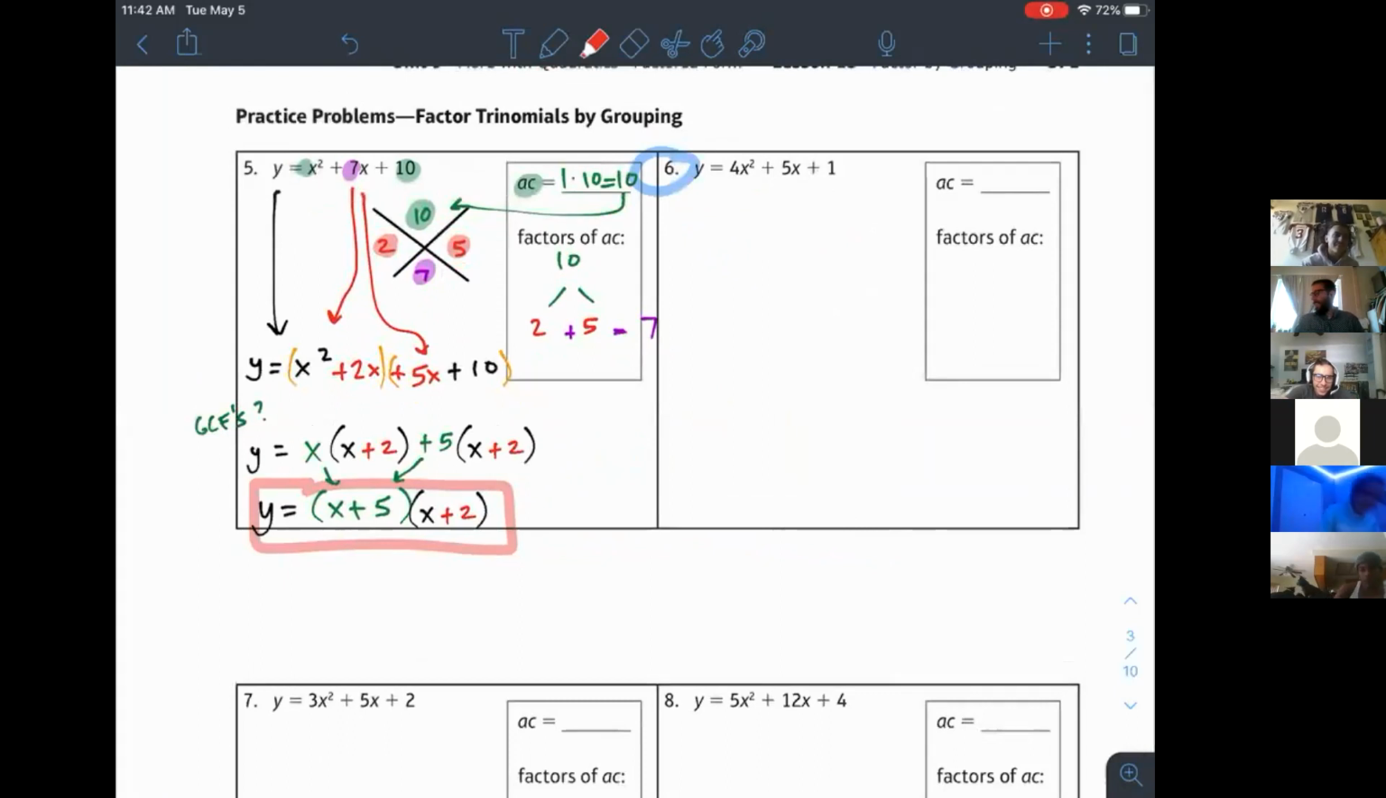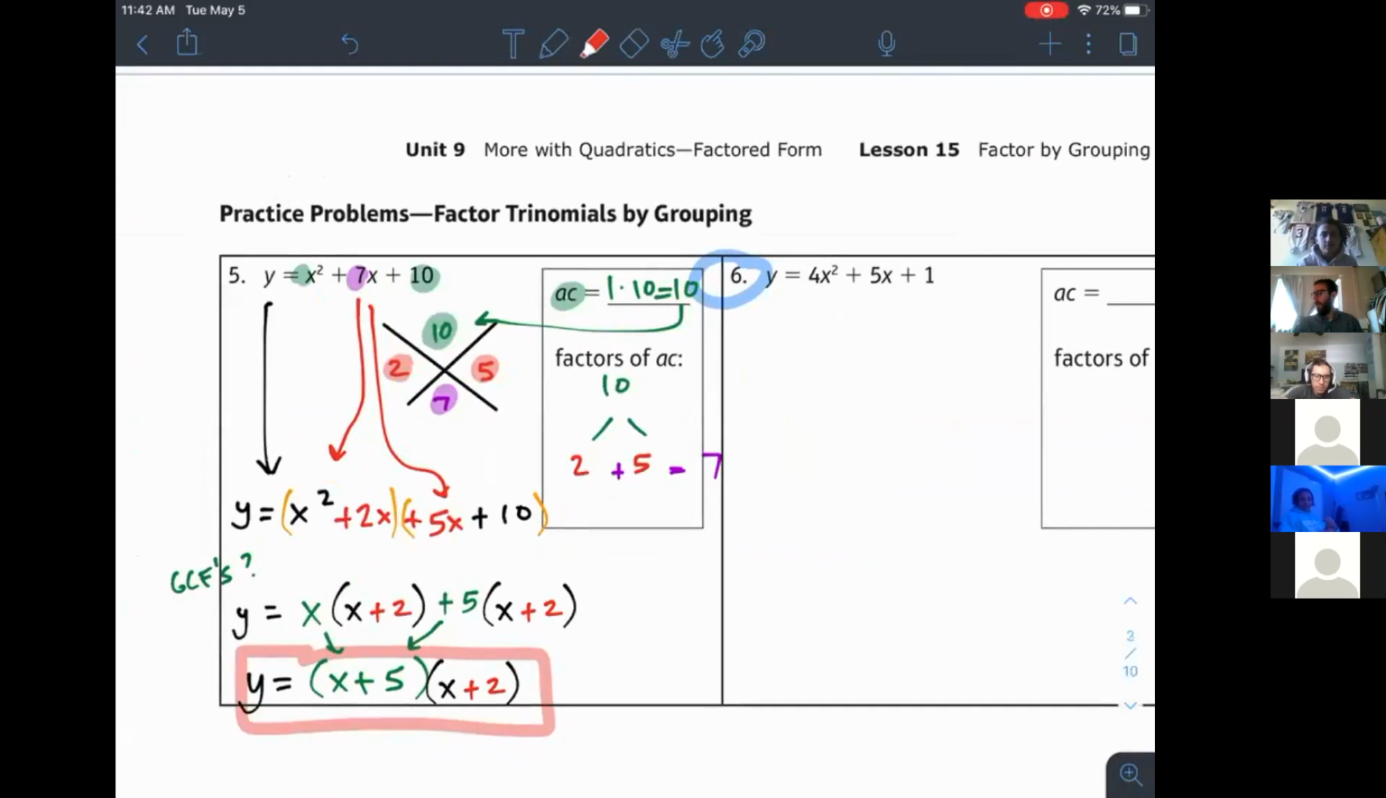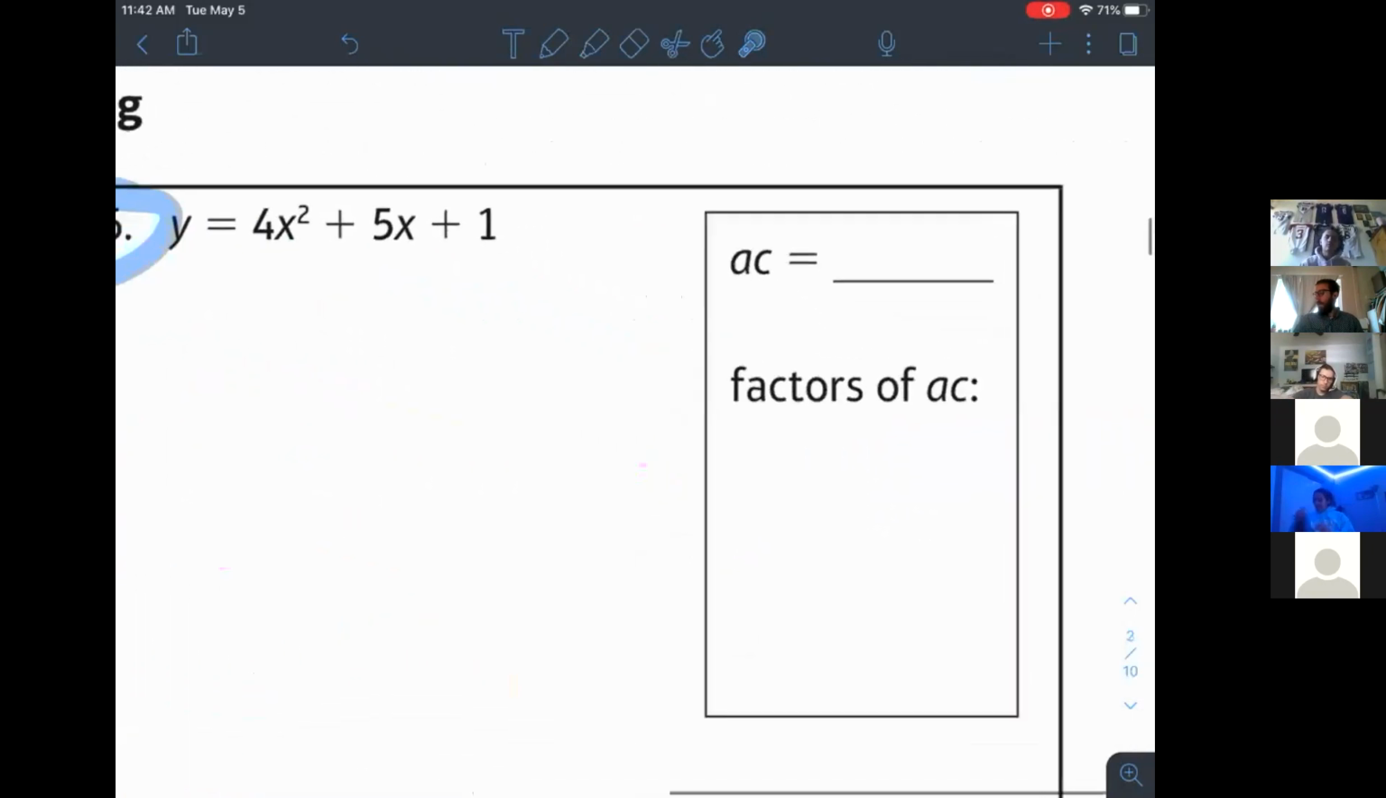All right, cool. So now we're on to number 6. Again, the only difference between numbers 5 and 6 is that the numbers look different, but the main difference in terms of difficulty is that the A value is different. Everything that we did on number 5 was predicated on that first number being a 1, and now it's a 4. So rapid fire, here we go.